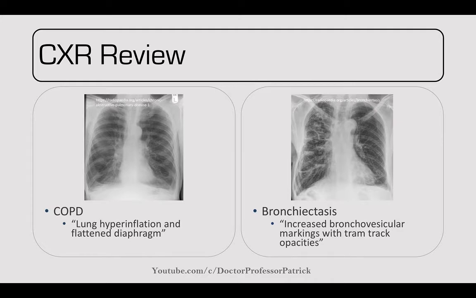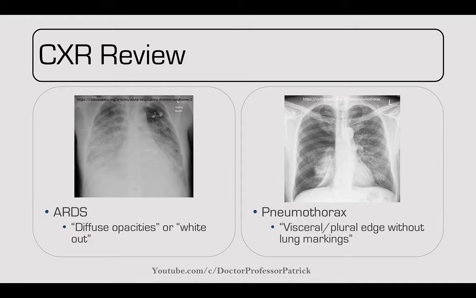Now COPD, you'll notice there's lung hyperinflation. You can see extra ribs there, and there's a flattening of the diaphragm. The heart is also a little bit more narrow looking and lower appearing. Next up, we've got bronchiectasis, which is increased bronchovascular markings with tram track opacification. Next up, we've got ARDS, or diffuse opacities, or a whiteout.